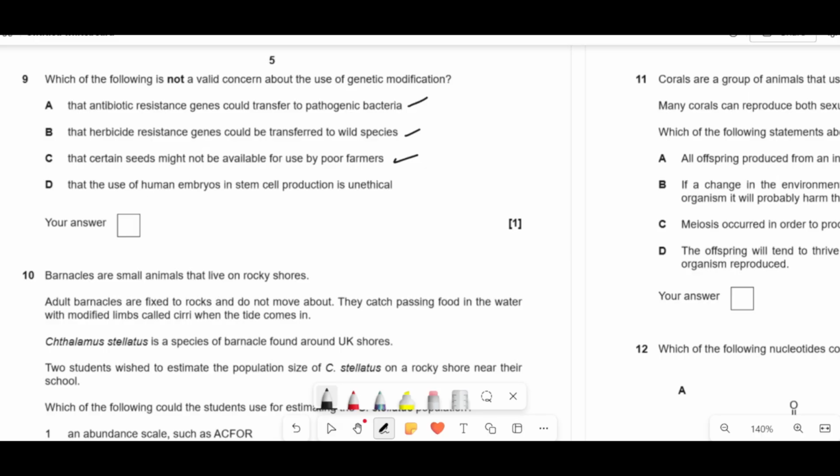And the use of human embryos in stem cell production is unethical. Well, that's relating to stem cells and not artificial genes and gene modification, so it's D. And that question seems a bit goofy.